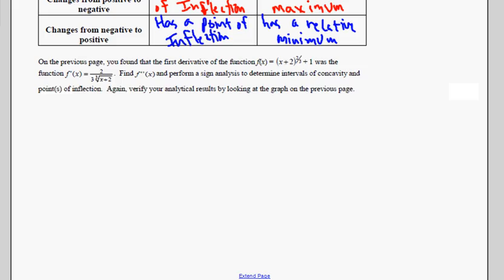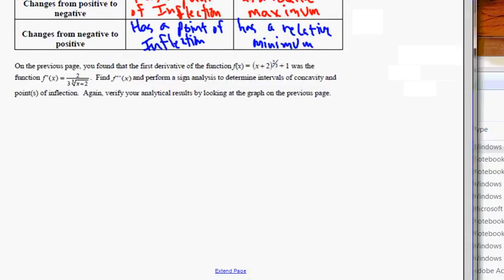Okay, in a previous section of the notes, in a different video, we found that the first derivative of f of x equals (x plus 2) to the 2/3 plus 1 was f prime of x equals 2 all over 3 times the cube root of x plus 2. Now we want to find the second derivative and then do a sign change chart, or sign analysis, to determine intervals of concavity and possible points of inflection. Again, let's verify our analytical results by looking at the graph on the previous page.